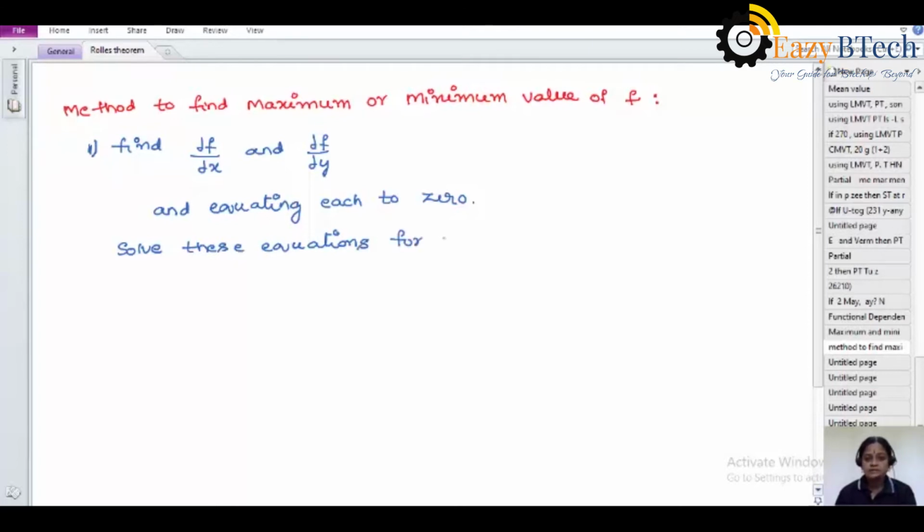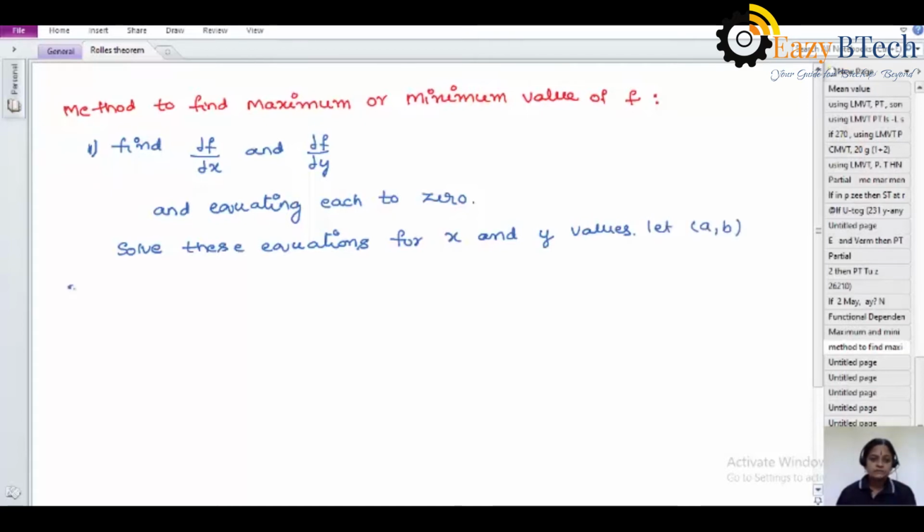for x and y values. So let the values be a comma b.